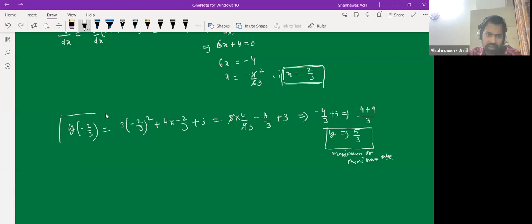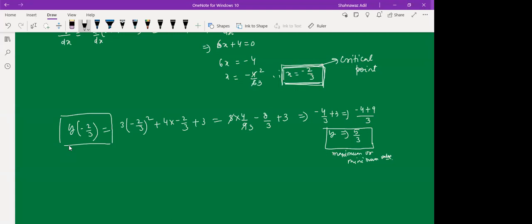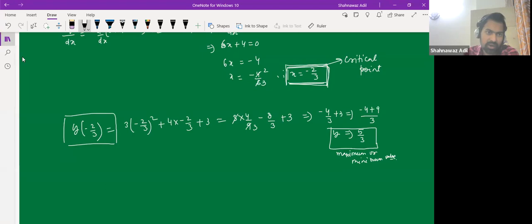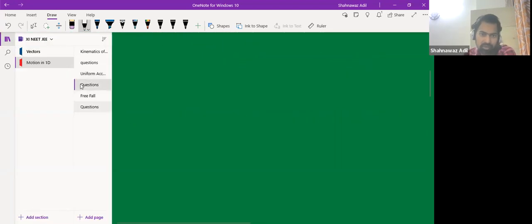So this is the maximum or minimum value, and this is where the maximum and minimum values are occurring. So this is the critical point, and this is the maximum or minimum value at that critical point. Noted, Rishita, Sutika, and Akif? Yes, sir. Okay, so now you guys know the minimum or maximum value.